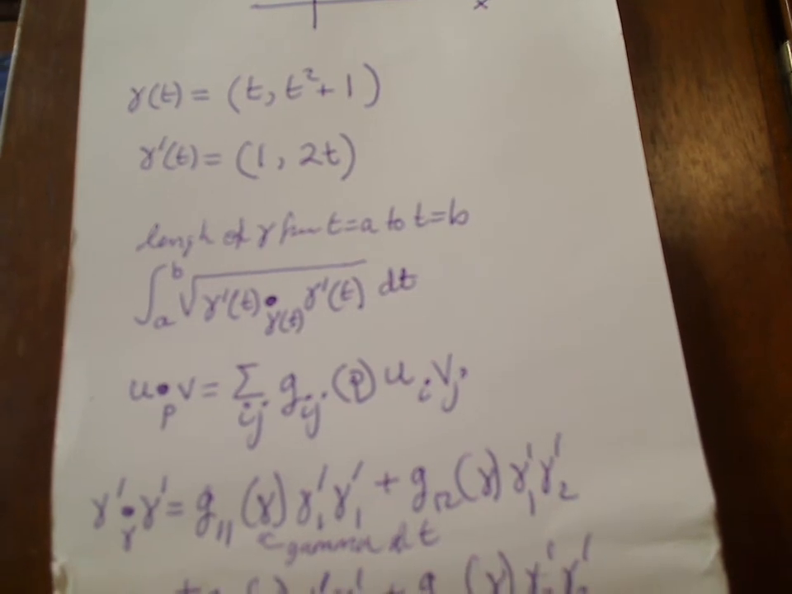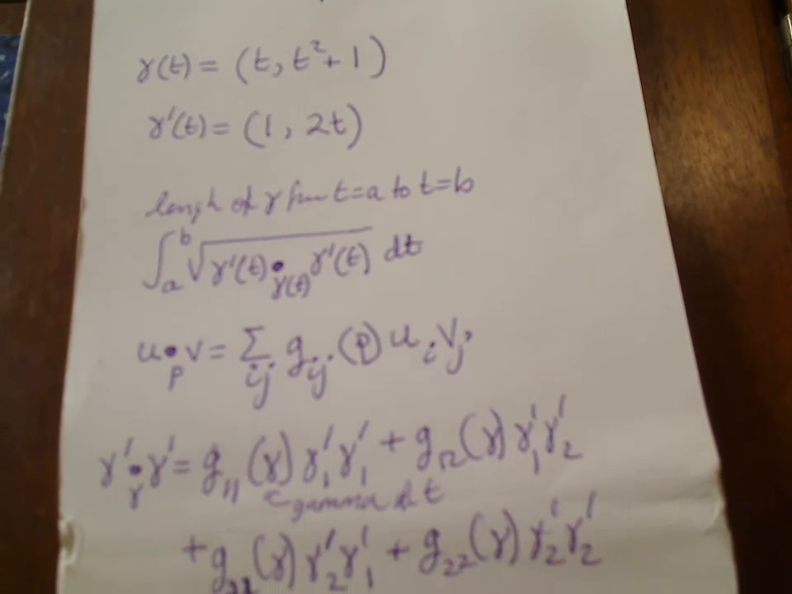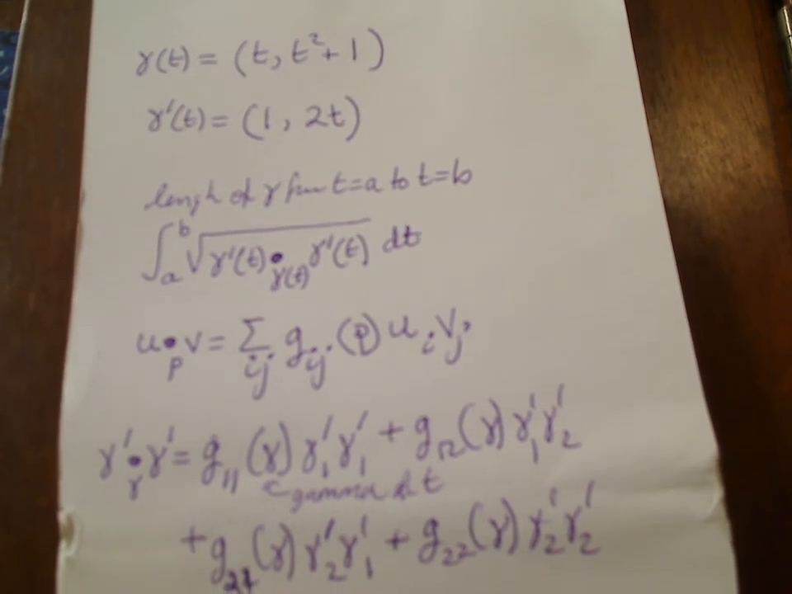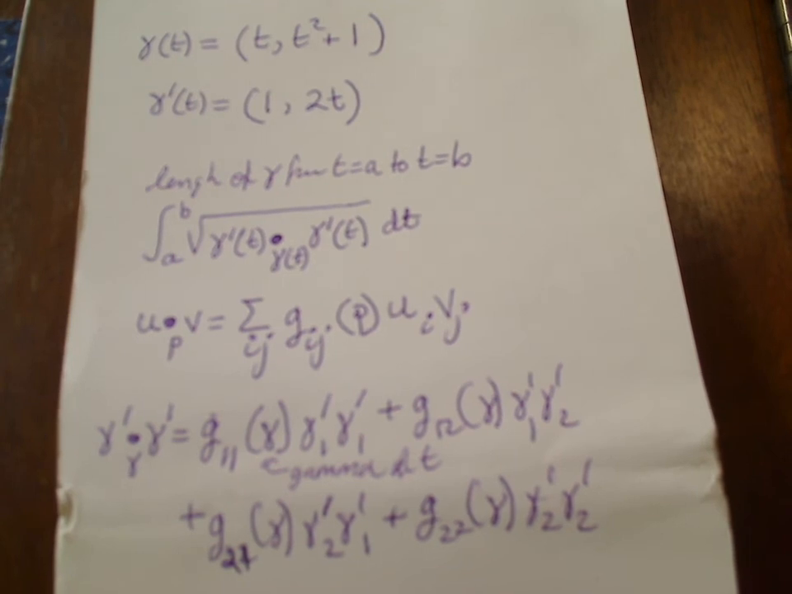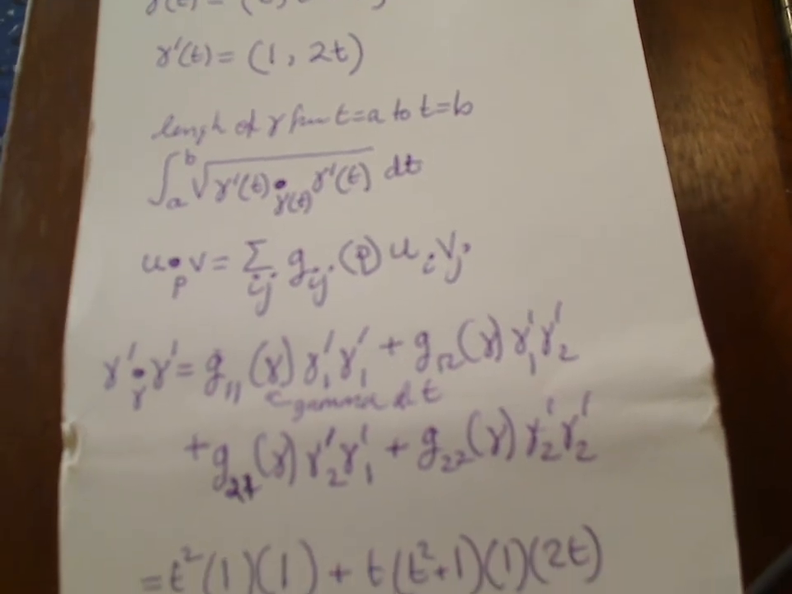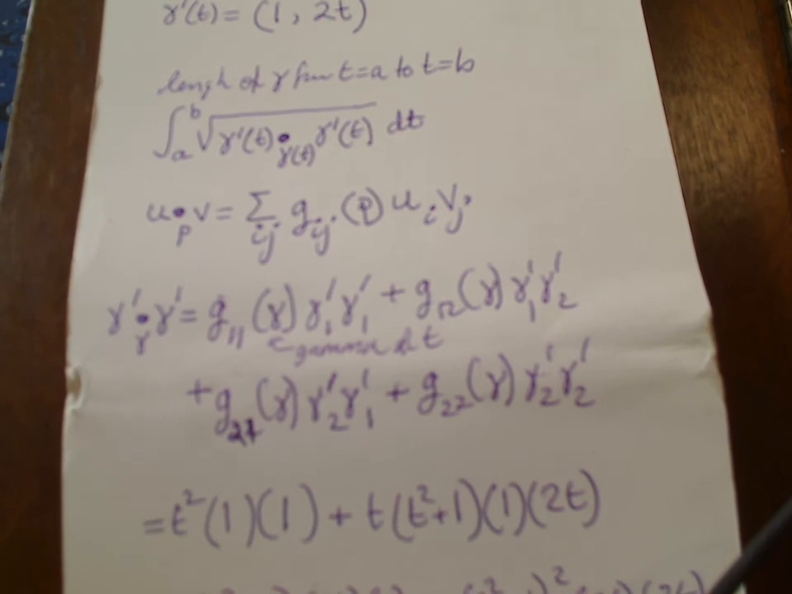So here we are. To take gamma prime dot gamma prime for that formula up there for the length of the curve, we just take g11 at gamma times gamma 1 prime squared, plus g12 at gamma times gamma 1 prime gamma 2 prime, plus g21 at gamma times gamma 2 prime gamma 1 prime, plus g22 at gamma times gamma 2 prime squared. Alright, when we do that, here's what we get.